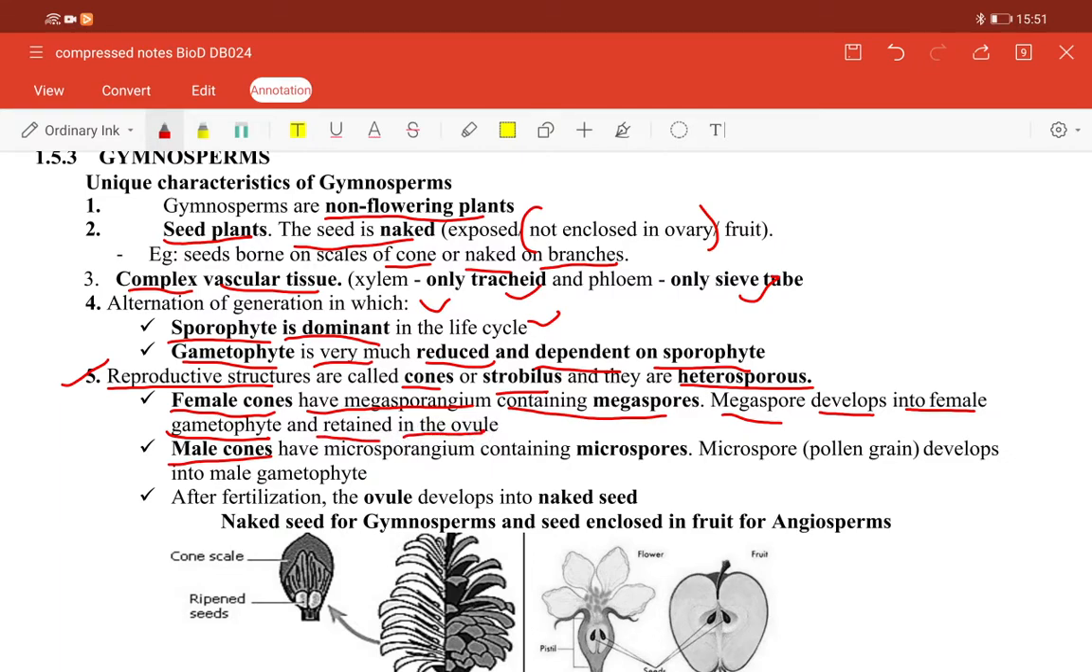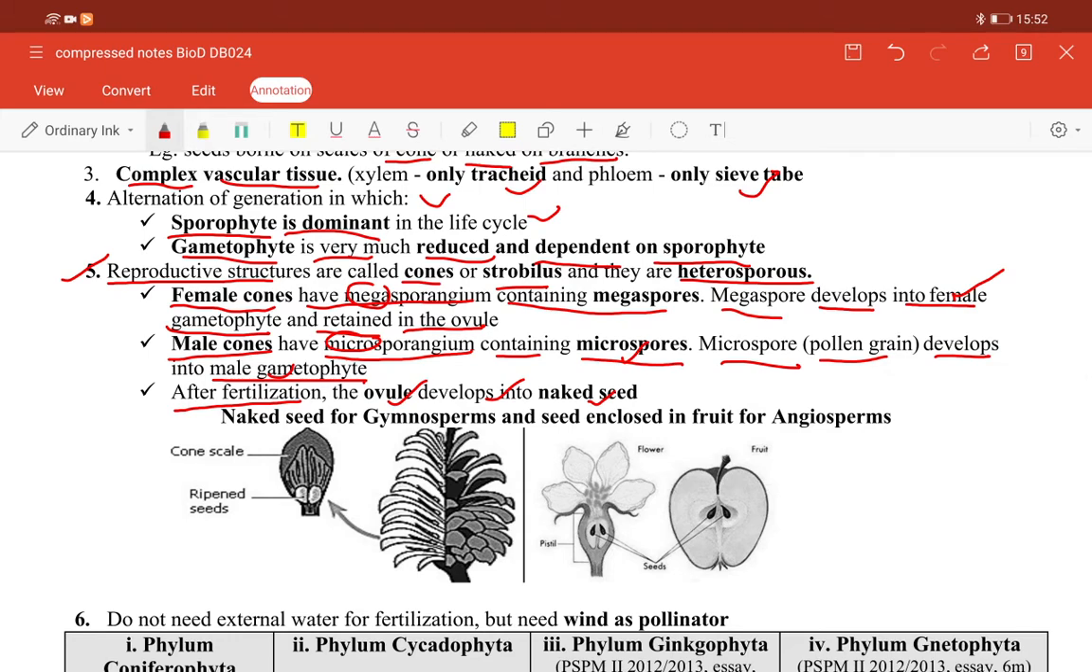Okay. Manakala male cones pula have microsporangium. So micro yang tu mega. Okay. Microsporangium yang mengandungi microspores. So the microspores or the pollen grain will develop into male gametophyte. Okay. So this one is heterosporous. So after fertilization, the male gametophyte and the female gametophyte, dia fertilize. So, dia akan menghasilkan ovule and develops into a naked seed.